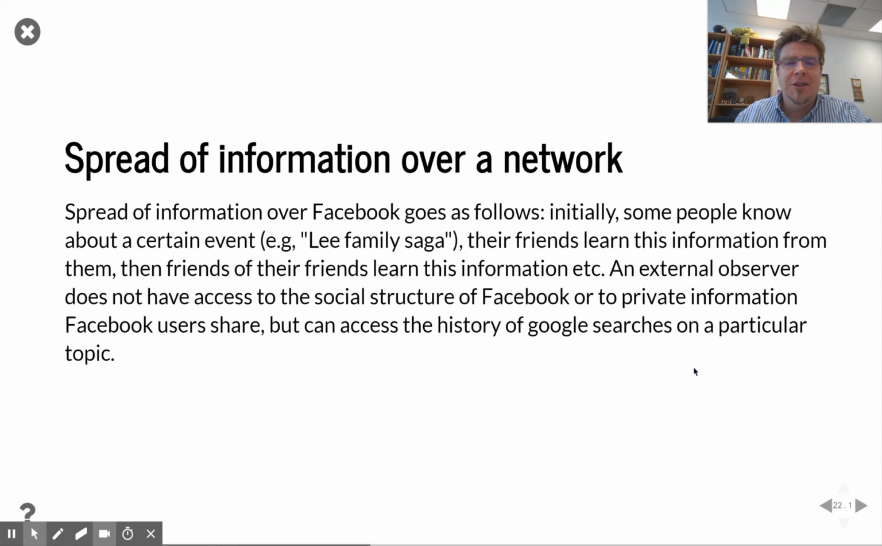Since it originated in Facebook, most of the time the information was shared on Facebook and reposted and so on and so forth. It tells us how news spreads over Facebook. If we want to model this, the problem is that the external observer does not see the structure of Facebook, right? We do not know who befriends whom, and we do not know when exactly people share information and how this information passes from one node to another.